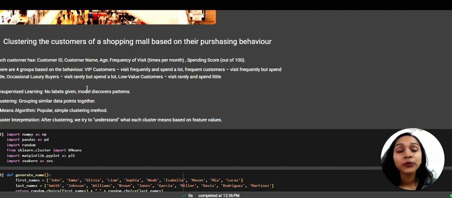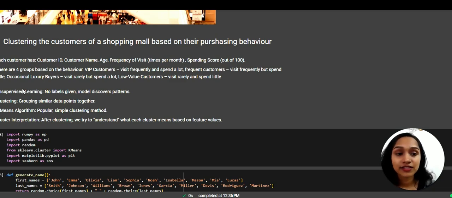Now, how we are training this ML model is this is unsupervised learning. So as we discussed, there won't be any input-output pairs. There won't be any labels. There will not be a learning function to map the input and the output. So the model discovers the hidden patterns and discovers the structure of our data.